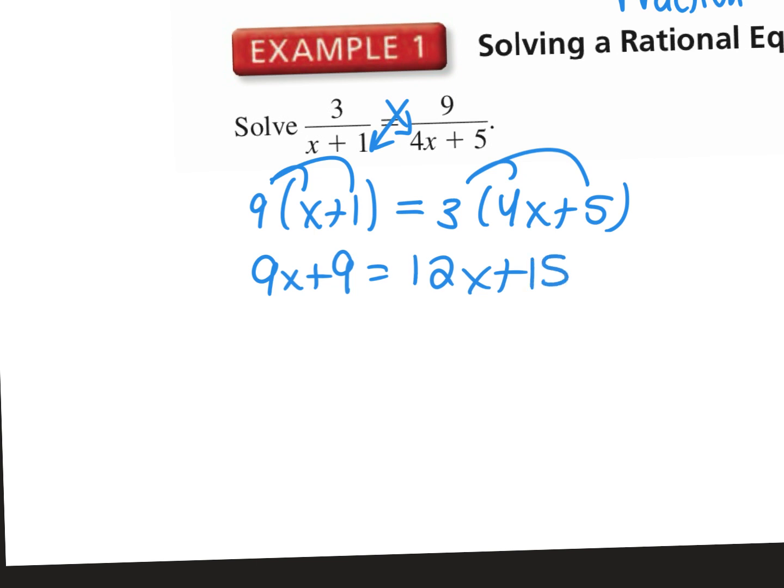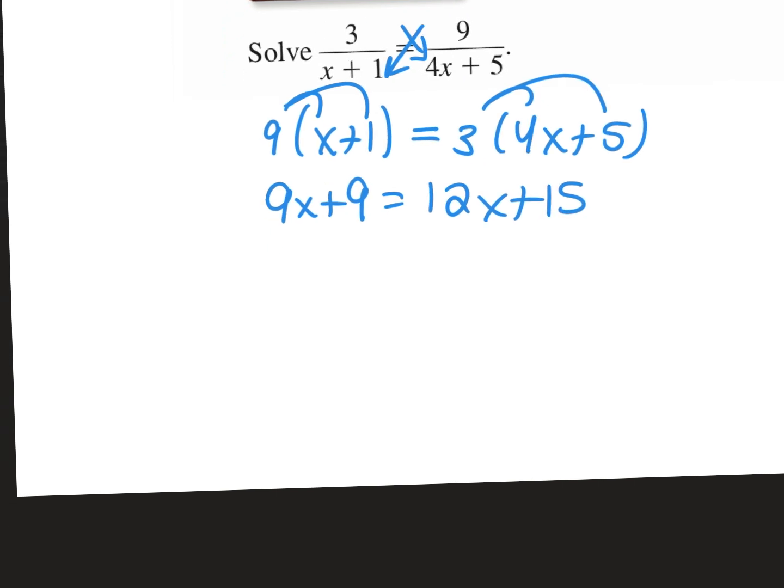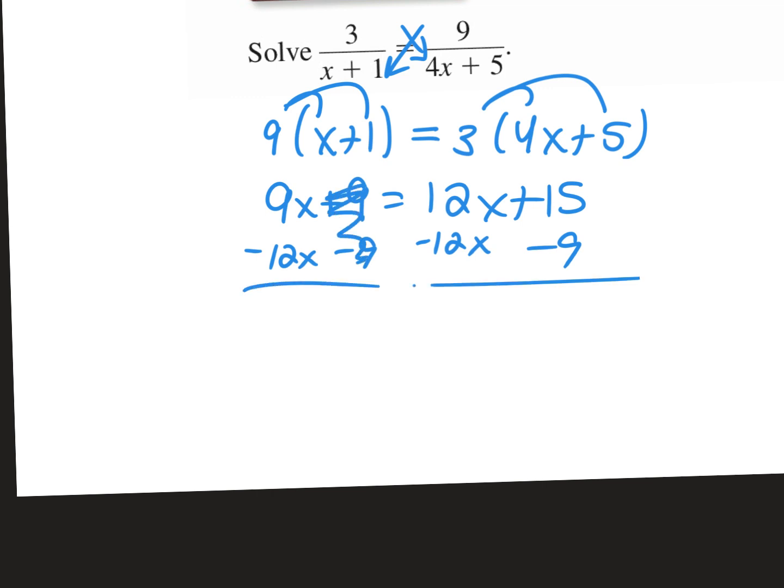And then we solve. X is on one side, numbers on the other, so it doesn't matter which way. If you guys want to move the 9 to the right and the 15 to the left, that's fine. I'm going to go the opposite. I'm going to move negative 12x, and then I'm going to subtract 9, because I personally like letters on the left-hand side. So 9 minus 12 gives me negative 3x, correct? Equals, what's 15 minus 9? 6. Now divide both sides by negative 3.